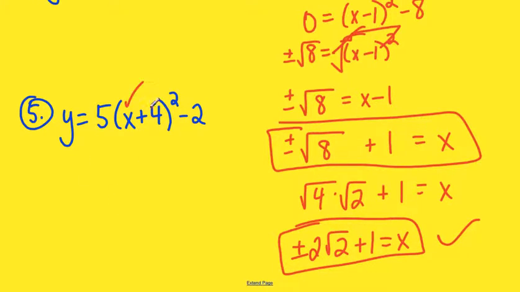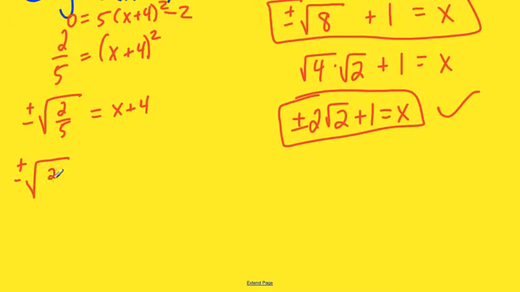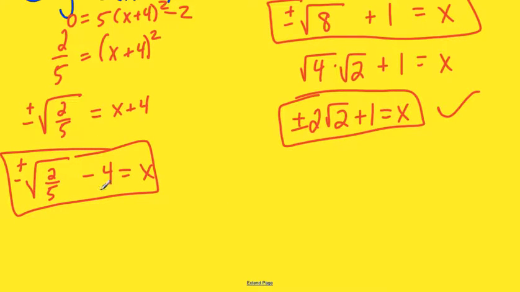All right, one more. There's one x here. Add 2. Divide by 5. I'm going to do that in one step there. So I added 2 and divided by 5 after I set that equal to 0. Remember to set it equal to 0. Take the square root. And then subtract 4. So plus or minus the square root of 2/5 minus 4, that would be your two x-intercepts. There's two of them there because one's a positive square root of 2/5 minus 4 and one's a negative square root of 2/5 minus 4.